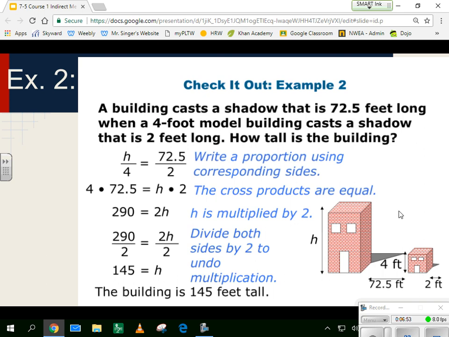Guess what? You create a proportion. Height to height, which is h to 4, and then its shadow, 72.5 to 2, and then cross multiply. 2 times h is 2h, and 4 times 72.5 is 290. And then all you got to do is divide both sides by 2 to get h alone. You find that the building is 145 feet tall. That's all there is. All right, let's get you some problems to do on your own.